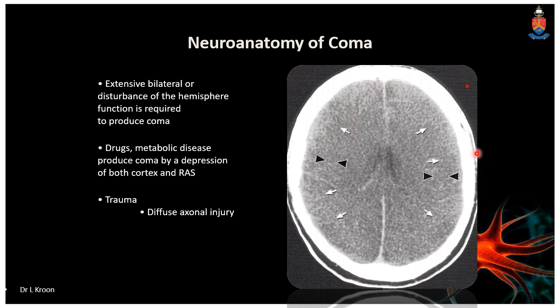and things that can also cause bilateral disturbances of these hemispheres obviously include drugs, metabolic diseases, as well as status epilepticus. And this causes the depression of both sides of the cortex and the reticular activating system. This can also be seen in severe brain trauma, where you have diffuse axonal injury, resulting in severe injuries to the cortex. And again, you will see diffuse injury with both loss of gray-white structures as well as brain swelling, which is associated with a loss of sulci.